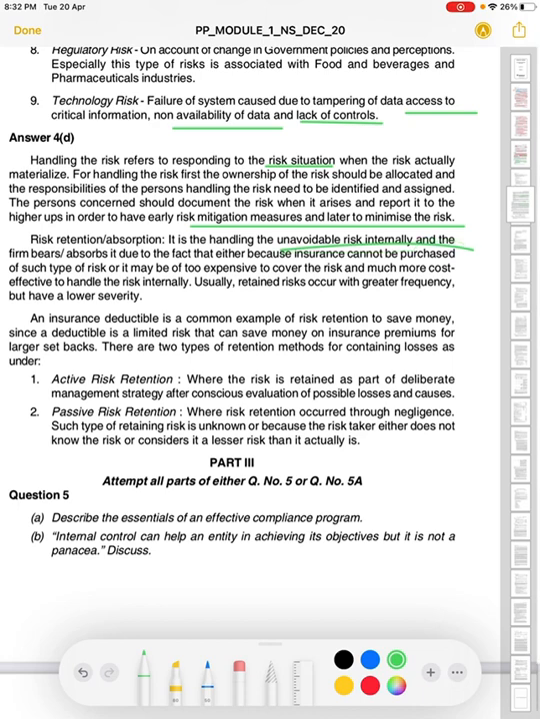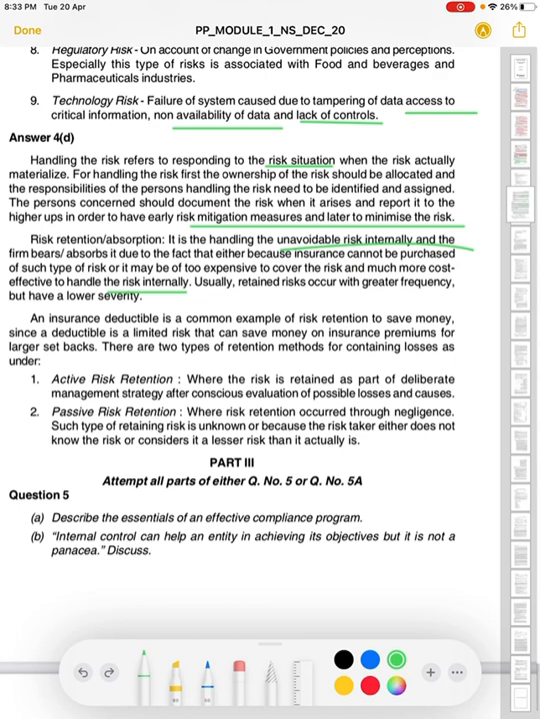So basically unavoidable risk internally, and the firms bear or absorb it either because insurance could not be purchased for such a type of risk, or it could be too expensive to cover the risk and much more cost effective to handle the risk internally. Means it is very nominal for an organization to handle such a risk. Usually retained risks occur with a greater frequency but have a lower severity.